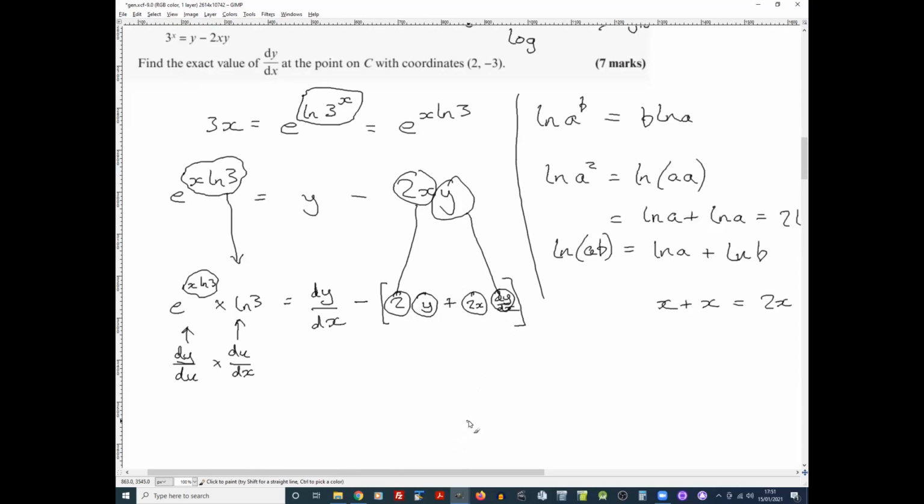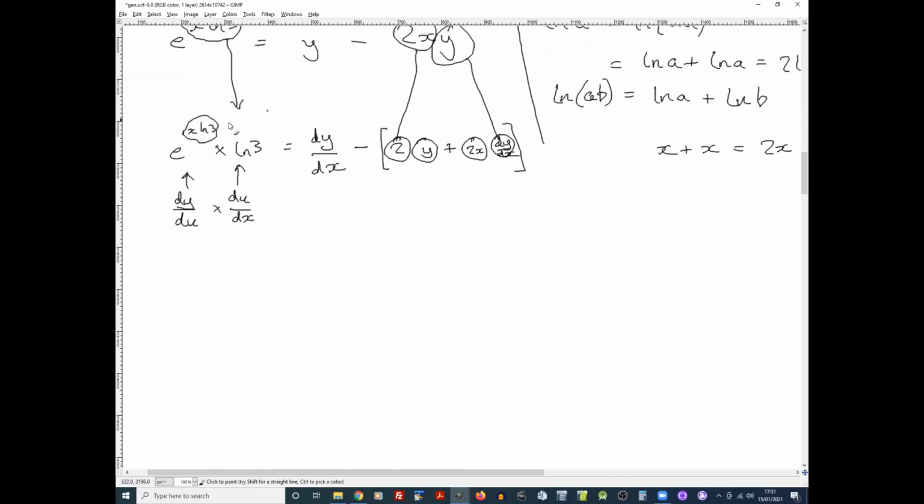Now we just want to make dy dx the subject here. But before we make that the subject, we could remove these brackets here. So let's leave the left-hand side on the left-hand side and the right-hand side on the right-hand side. But let's simplify the left-hand side, if we can.